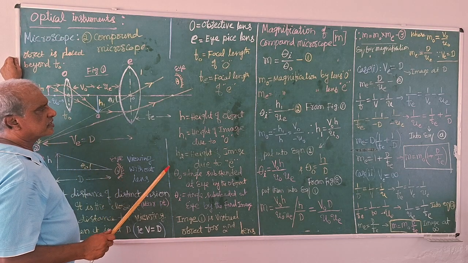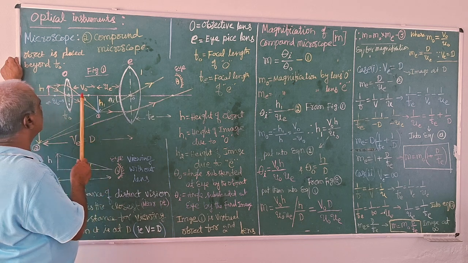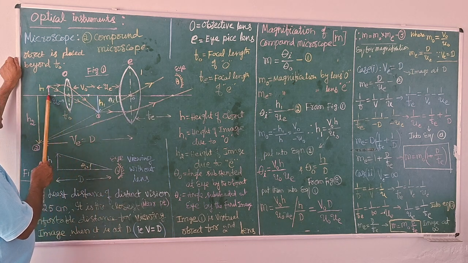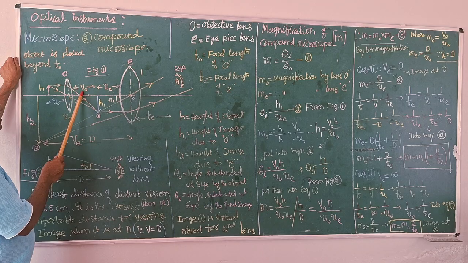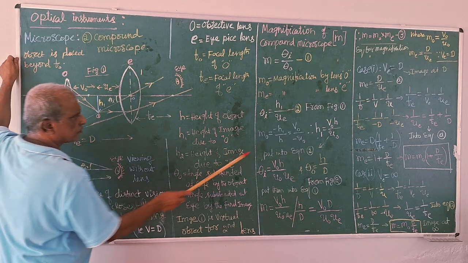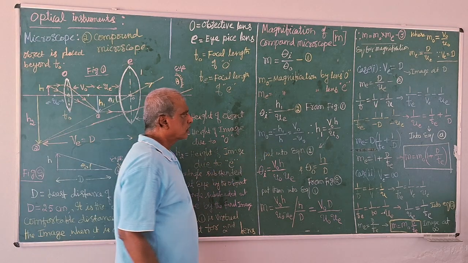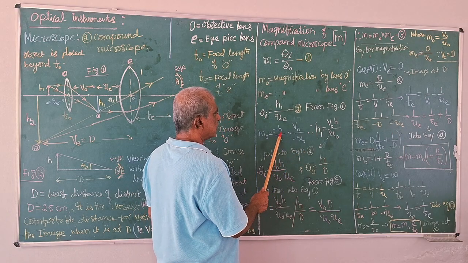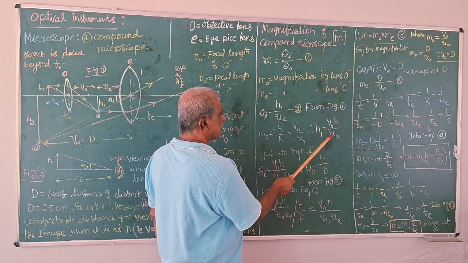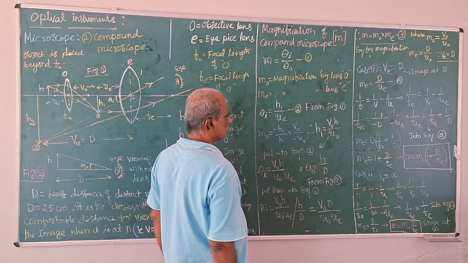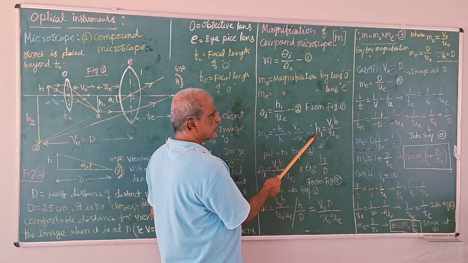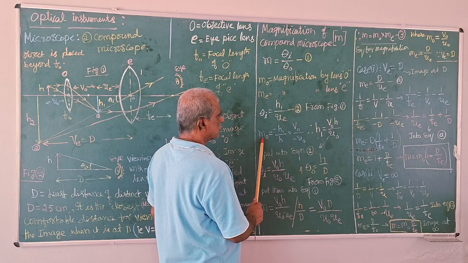In terms of distances, the image distance, here v0 is the image distance for this lens and u0 is the object distance for this lens. By sign convention, it becomes plus, it becomes minus. And minus cancels. What is remaining? h1 equals, cross multiply, you get the expression for h1 like this. This is to get the expression for h1 using this definition.